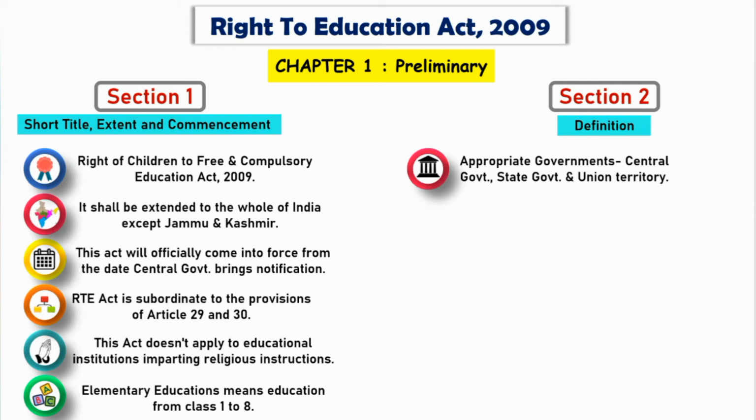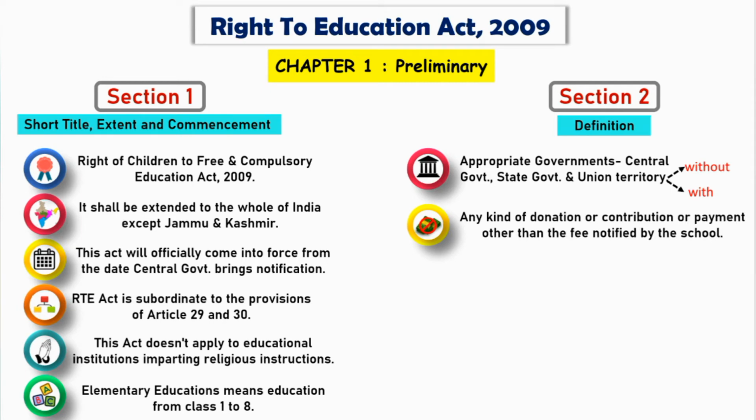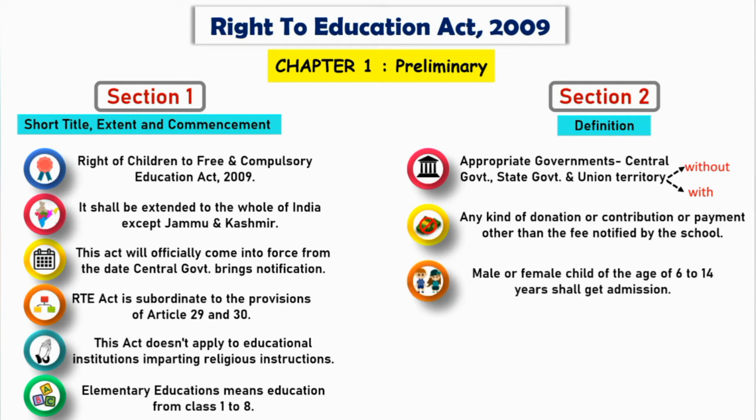Union territory without legislation, their decisions will be taken by the central government. And union territory with legislation, decisions will be taken by the government of that union territory. Second point is about capitation fee. That is, the school will notify about any kind of donation or contribution or payment other than the fee. Number 3, there will not be any kind of gender discrimination.